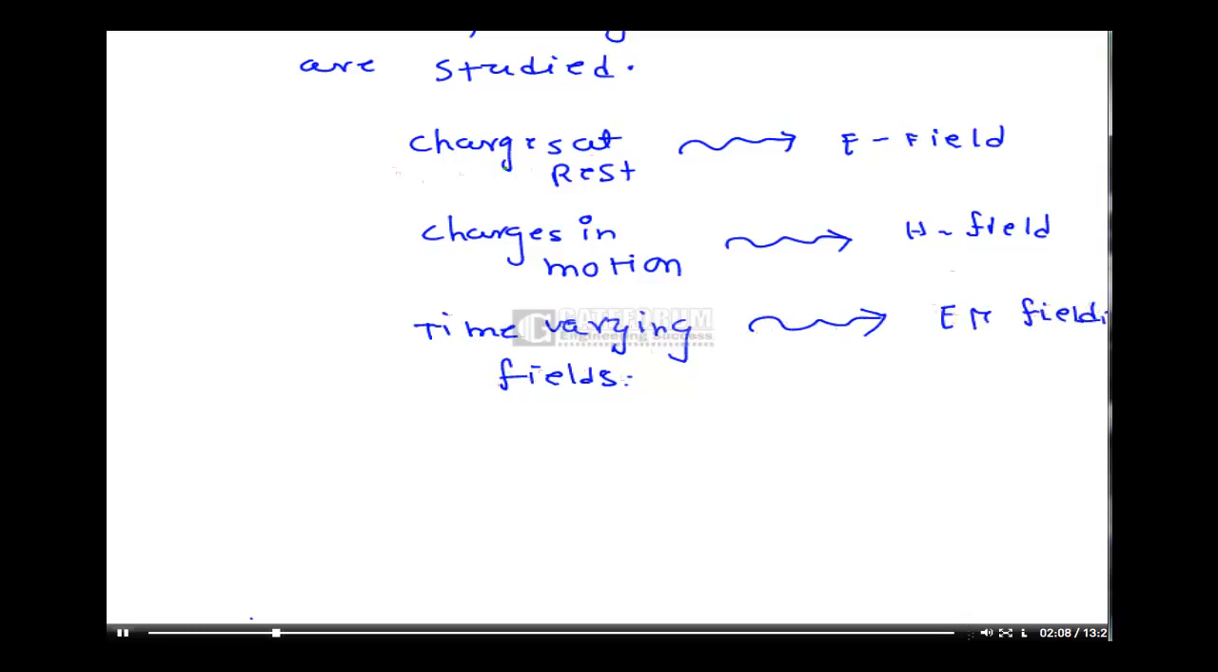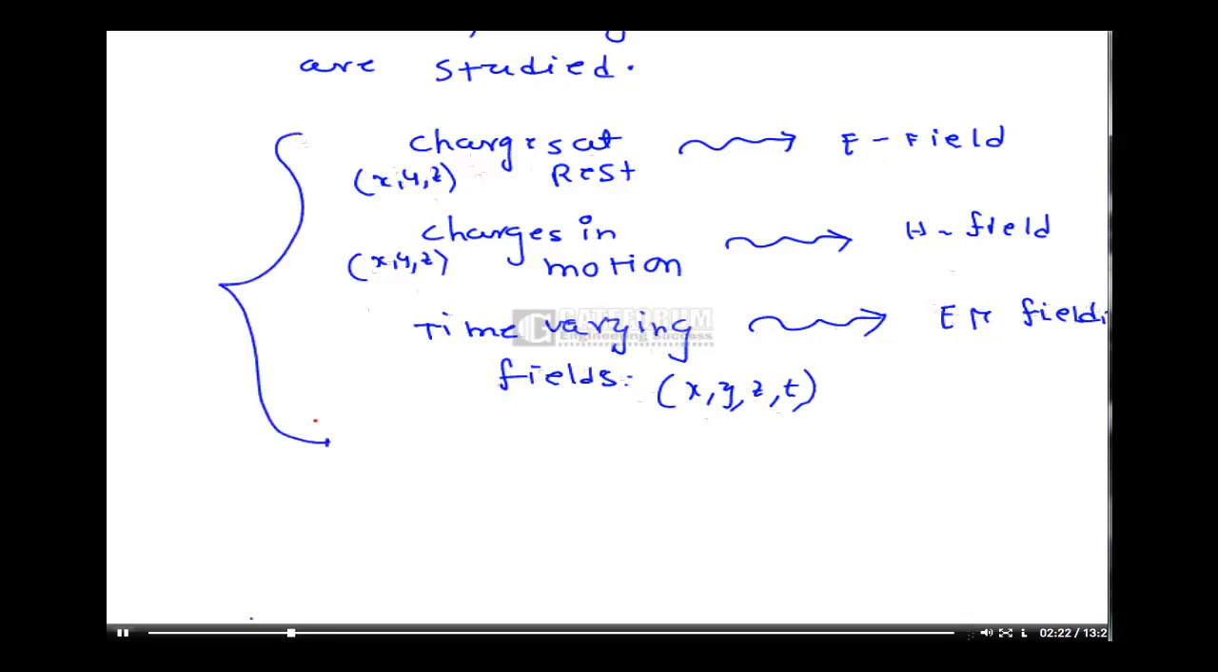So charges at rest are a function of space only, x, y, z only. Charges in motion, x, y, z only. Time varying fields, x, y, z, comma, t. This is the EM field. So this is the entire concept. Charges at rest we will study, charges in motion we will study, and combined we will study when the field is varying with respect to time.